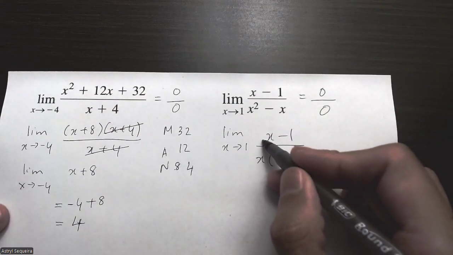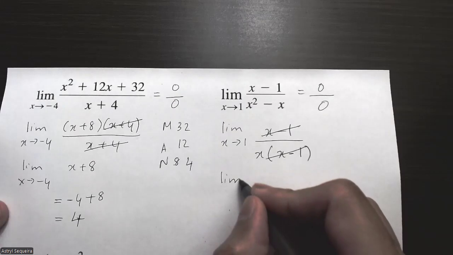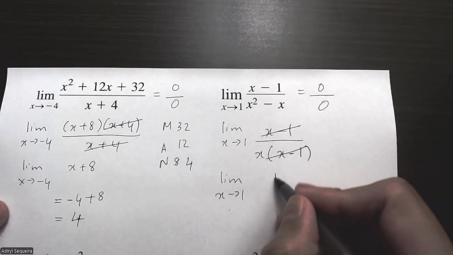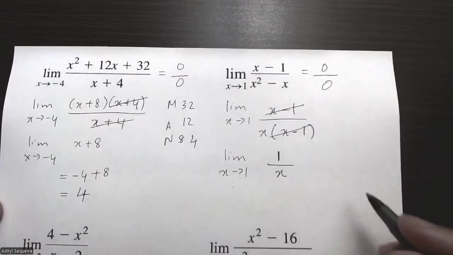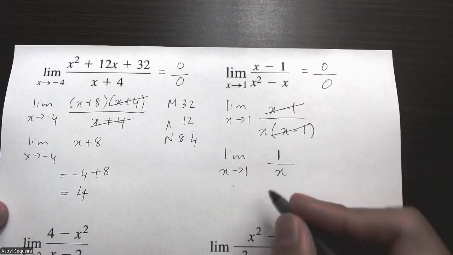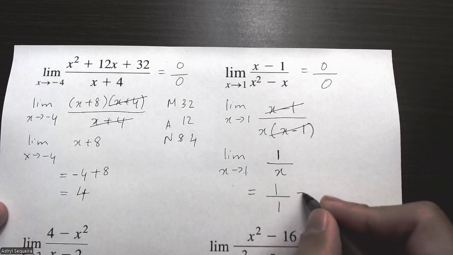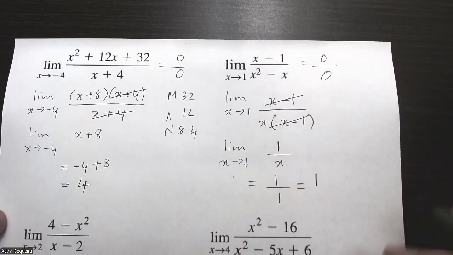Now I can simplify this. I can cancel this and I can cancel this. So after the cancellation, I'm only left with a 1 in the top and an x in the bottom. Once I've completed my cancellation, I can sub in my limit, which is 1. That's just 1 over 1, the final answer of 1 for this second question over here.